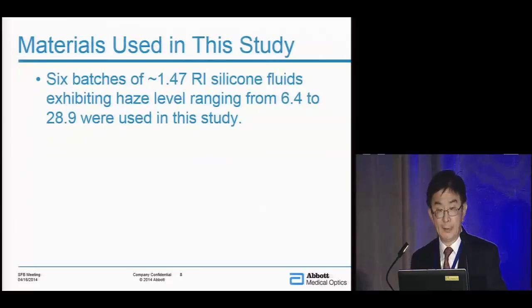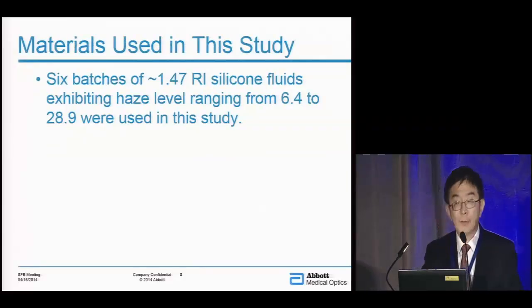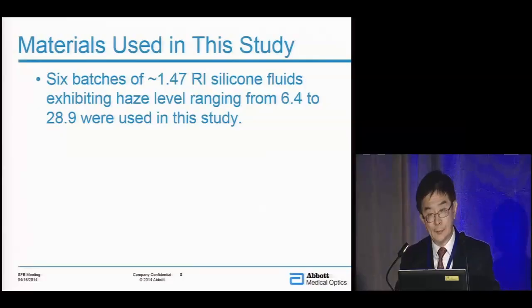The material we use here is 6 batches of roughly 1.47 refractive index material, with haze ranging from 6.4 to 28.9. You may ask why, with the same refractive index target, you have such different haze levels. Sometimes synthesis work is difficult to predict. It depends on how pure your starting material is and how powerful the catalyst is. So we found different levels of haze, and we use this as a perfect comparison range.